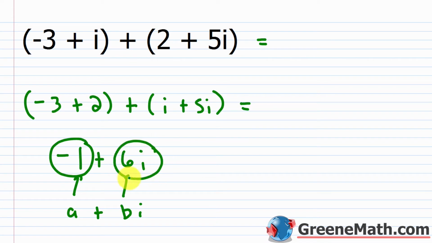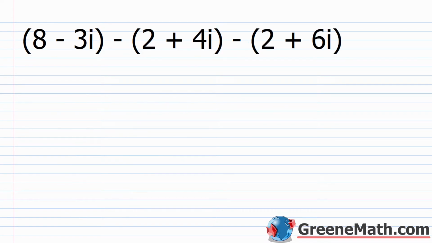Then plus your imaginary part, the 6i, second. All right, let's take a look at another one. So suppose we have the quantity 8 minus 3i, then minus, we have the quantity 2 plus 4i, then minus, we have the quantity 2 plus 6i. So what I want to do here, let me just distribute the negative to each term.